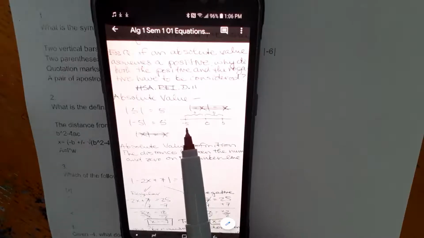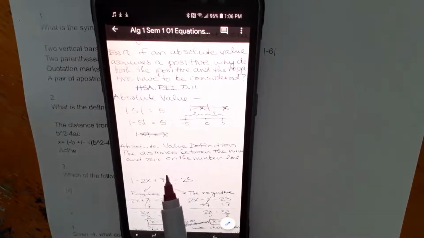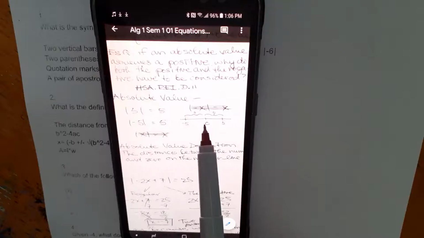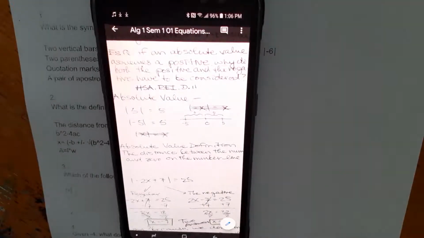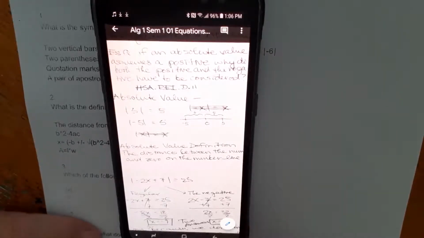Students sometimes learn sort of a makeshift definition of absolute value that says the absolute value of a number is always positive. Well, that's true, but it's because the definition is the distance of that number from 0 on the number line, which is always a positive number. Distance cannot be negative. Negative is actually a direction. So if you think back to physics where there's a direction and a magnitude of a vector, the magnitude is the number, the direction is the negative.